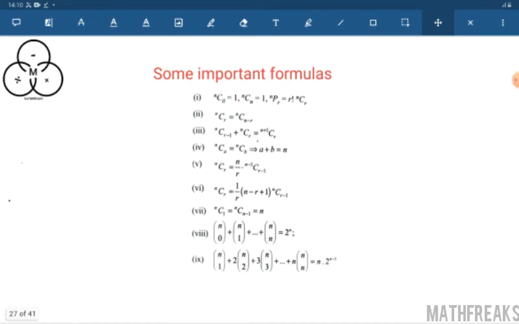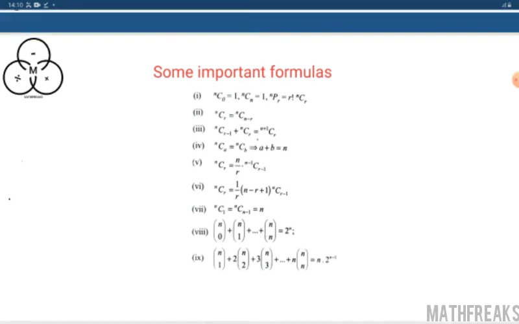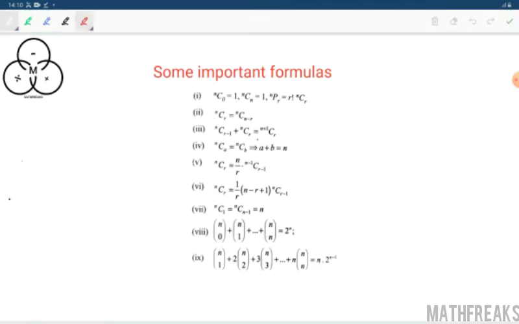Some important formulas that one needs to memorize to solve the problems quickly. Among them, some formulas are written. I don't know who is writing these formulas. You can say this is important, this is very important. These other formulas are not important. Others are not important, I would say.